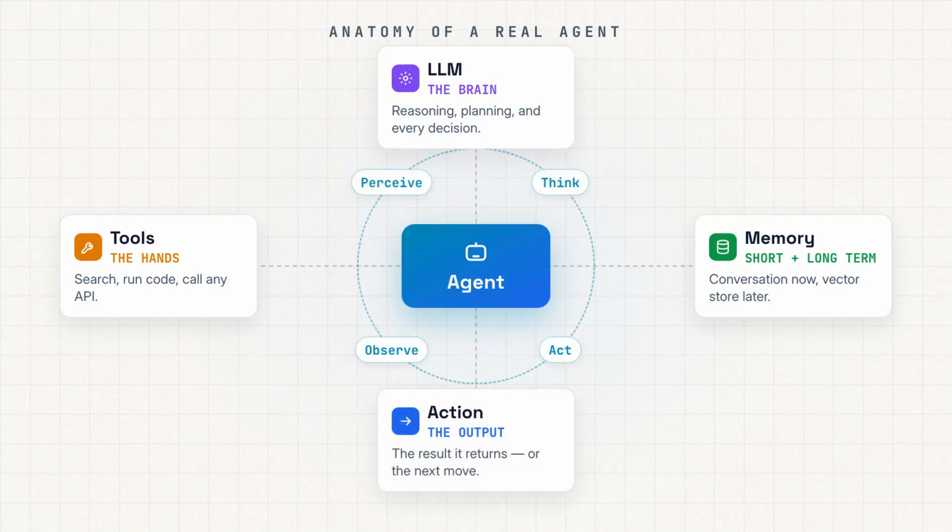And fourth, the loop. The agent perceives a task, thinks, acts, observes the result, and goes again. That loop right there is what turns a plain language model into an agent. Now let's map every one of these pieces to real code.